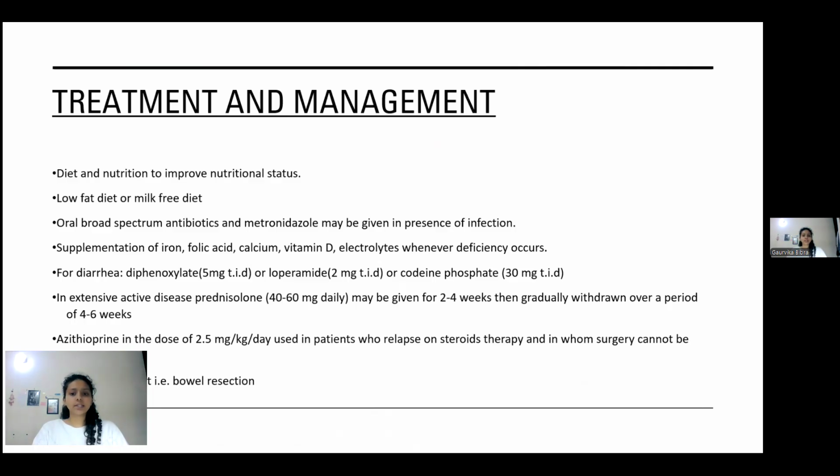In extensive active disease, prednisolone may be given for 2 to 4 weeks and gradually withdrawn over 4 to 6 weeks. Azathioprine in the dose of 2.5 milligram per kg per day is used in patients who relapse on steroid therapy, and surgical treatment, that is bowel resection.